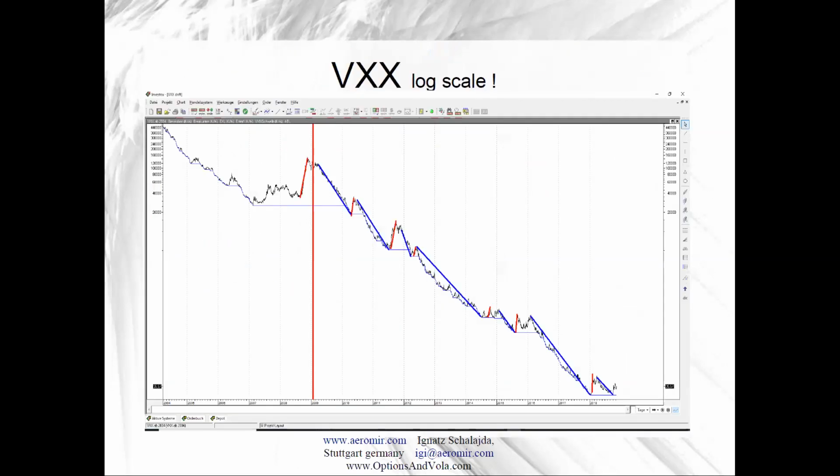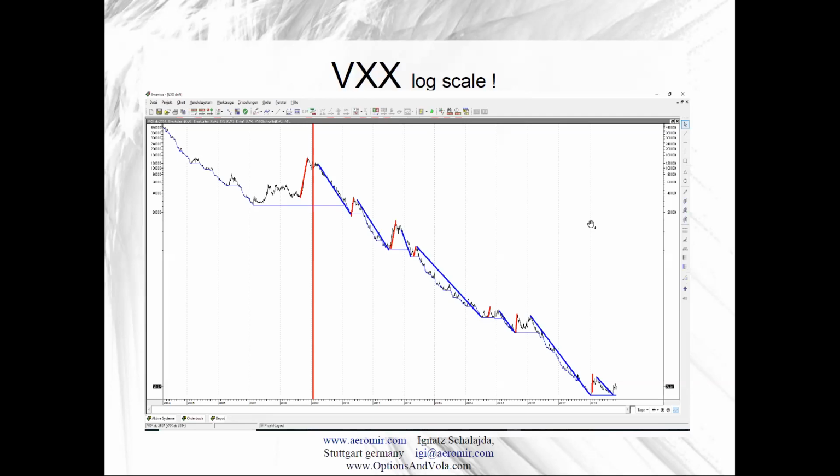So this is the VIX, which has a drift. And here I marked the downdrift. Here's the updrift, here's the downdrift, updrift, downdrift, and so on, and here a small updrift again.